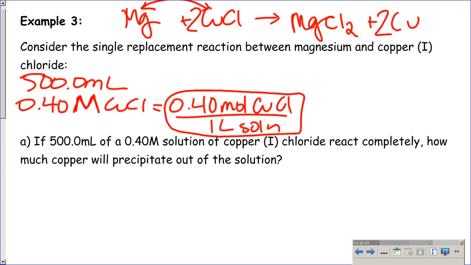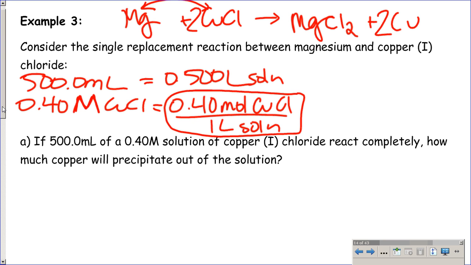So I'm starting off with milliliters, but I have liters as a conversion factor. What do you think I should do with milliliters first? Convert to liters. How many liters is that? Half a liter, right. There's 1,000 milliliters in 1 liter, yeah? Common knowledge. And then half that, so 0.5. 0.5 liters is what we're starting with of solution.